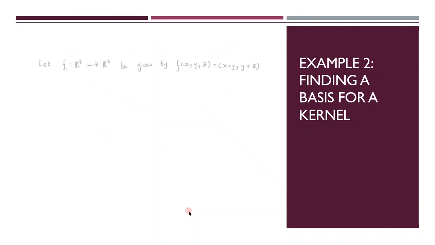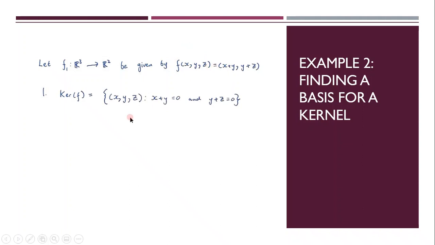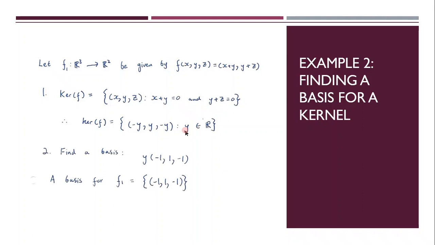So how do we find the basis for a kernel? Here's another transformation matrix, and we want to find the kernel. We can tell here that x plus y equals 0 and y plus z must equal 0, and these are the coordinates that we're dealing with, and those are the defining conditions. So rearranging all of these terms, this is the kernel. That's all the kernel is. And then for finding a basis, we just take out the y, and the remaining coefficients that we're left with is the basis for a kernel.